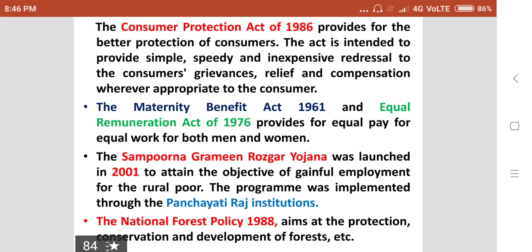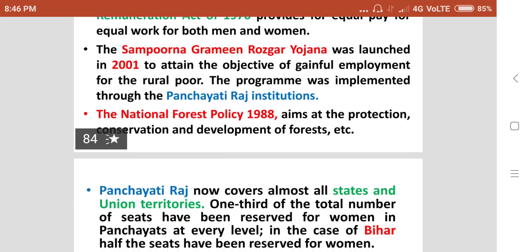The Sampurna Gramin Rozgar Yojana was launched in 2001 to attain the objective of gainful employment for the rural poor. The program was implemented through the Panchayati Raj institutions. The National Forest Policy 1988 aims at the protection, conservation, and development of the forests, etc.